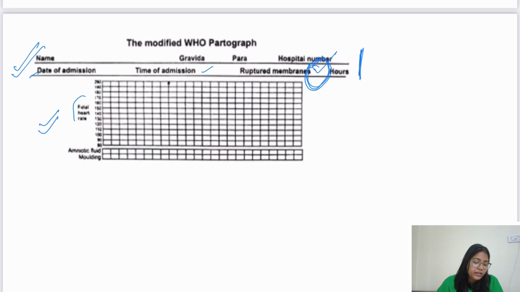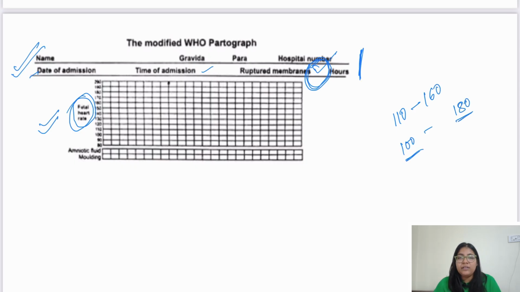Here you can see fetal heart rate. The fetal heart rate range is given here from 80 to 200, but the normal range which we take is 110 to 160, up to 100 to 180 is also there. The marking is there for 100 and then 180 in some partographs. So this can be considered the range, but this is the best. When asked, you can say this.